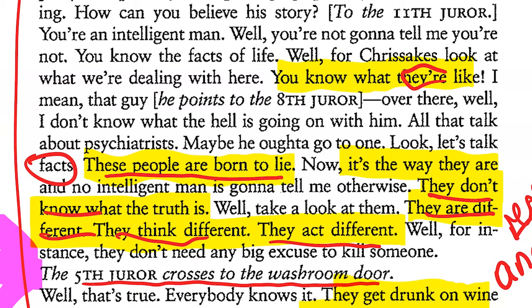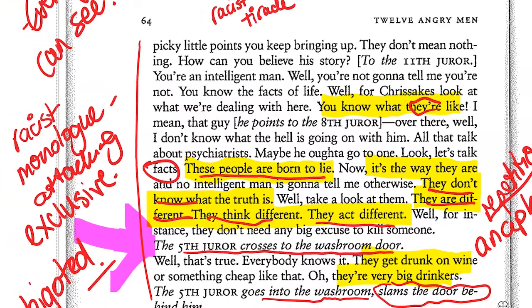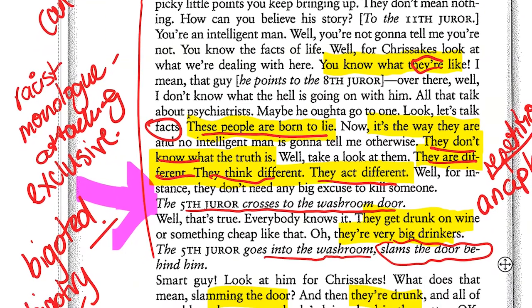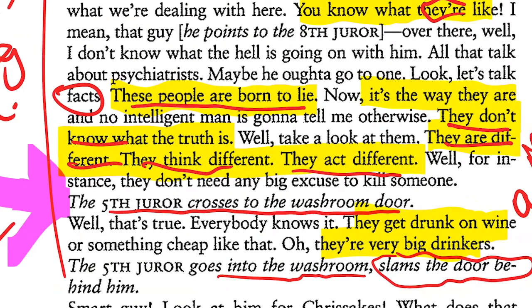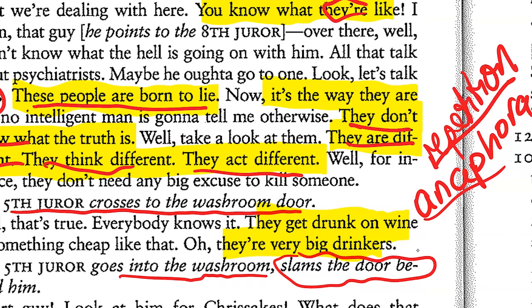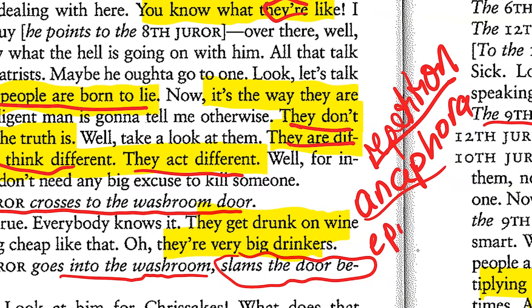And this couple of pages is full of abuse. "You know what they're like. These people are born to lie. It's the way they are. No man is going to tell me otherwise. They don't know what the truth is. They are different. They think different. They act different." Okay? And so what you notice, we see the use of exclusive language. We see the bigoted views. We also see those techniques. So we have anaphora alongside something called epistrophe.